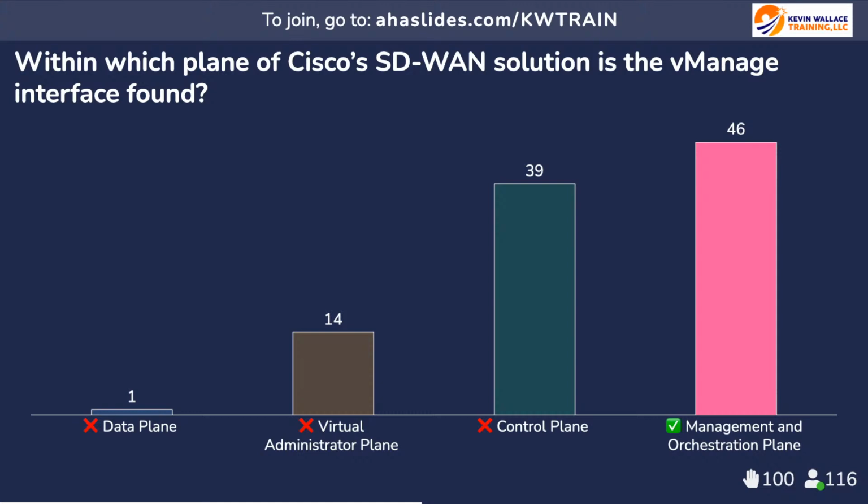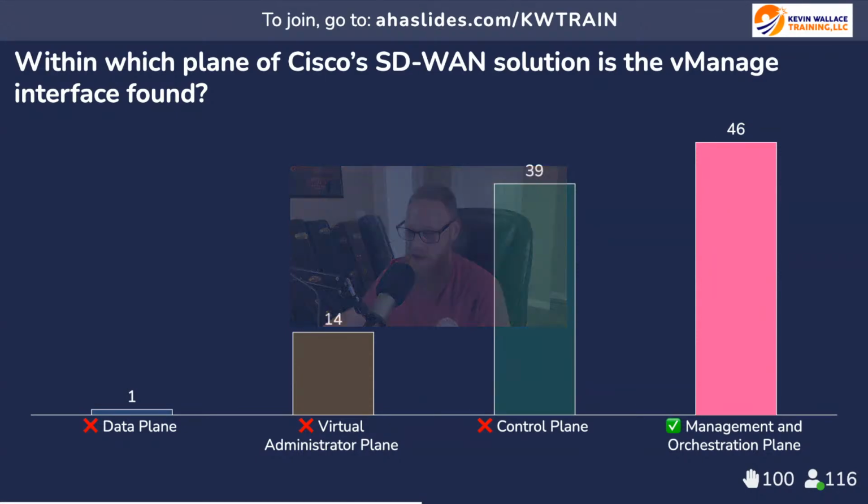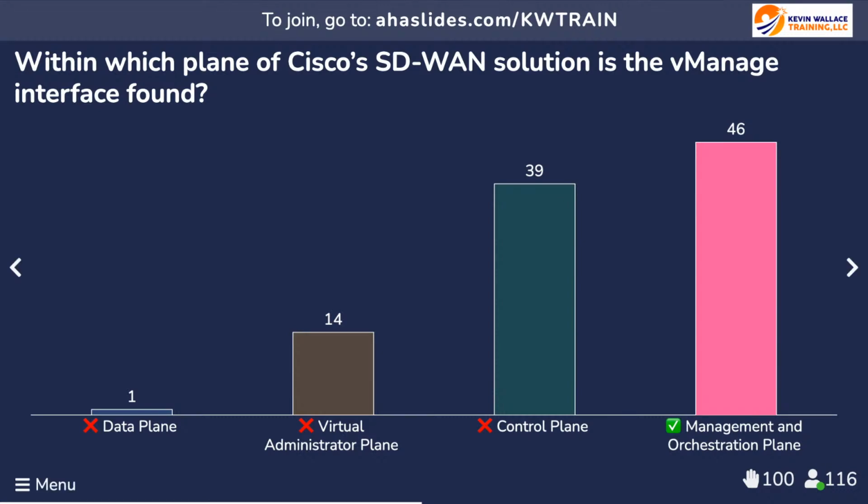So vManage is what we would actually see presented to us on the screen, and that will allow us to perform configuration. We could perform monitoring, we could provision and troubleshoot from there as well. So again, another one of those new topics that we find in the CCNP Enterprise Blueprint, some Cisco SD-WAN solutions in there. So great job on that one.